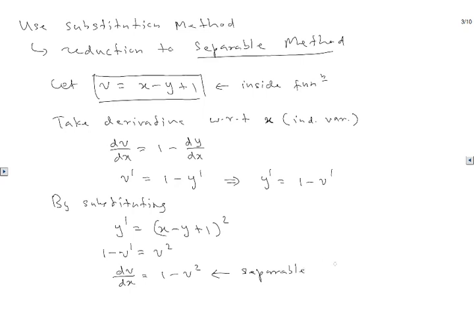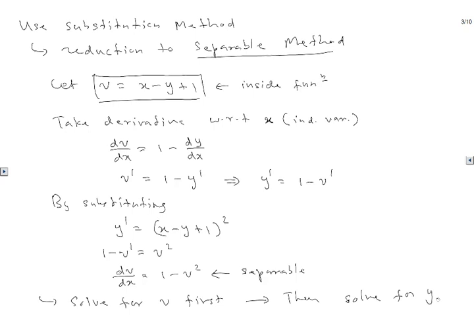This is separable. So that means since this is separable, we're going to solve this one for v first. So there are two steps. Now what we can do, solve for v first and then solve for y. So that's the main technique.